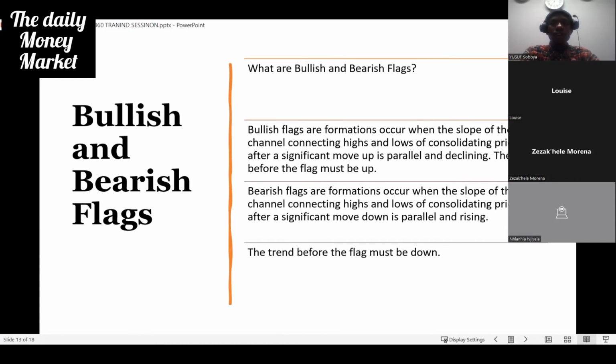The trend before the flag must be up. The bearish flags, vice versa, the formation occurs when the slope of the channel connecting the highs and the lows of the consolidation price after a significant move down is parallel or rising. The trend before the flag must be down. All right, so the other one, the trend can be up. The bearish, the trend can be down.